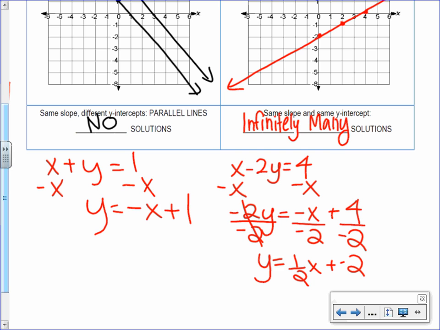Yes? With 1/2 x, go positive, because a negative divided by a negative makes a positive. So, equations like that, we say there's infinitely many.